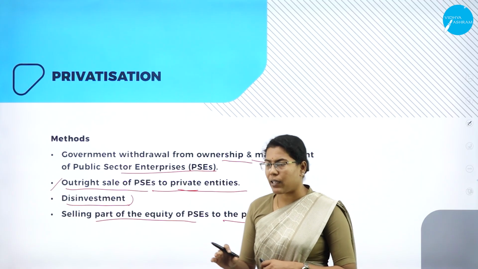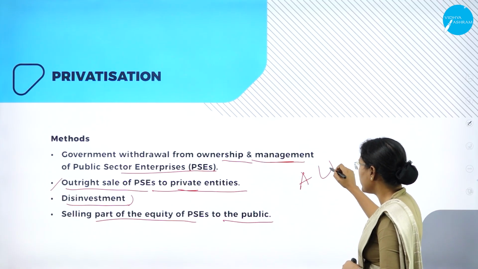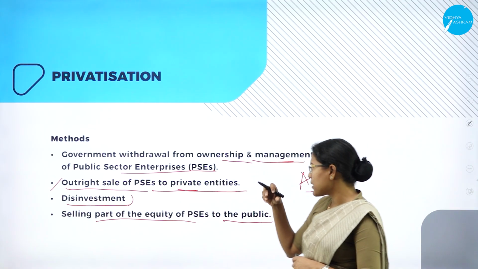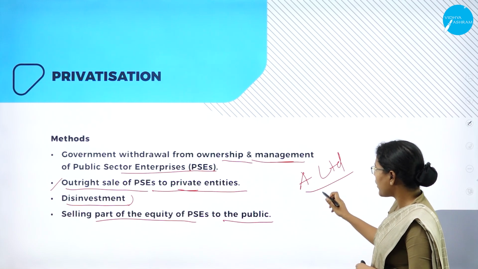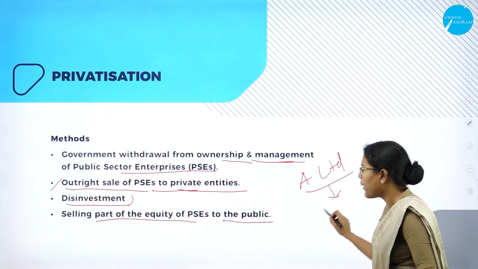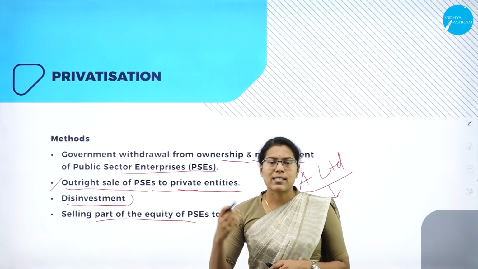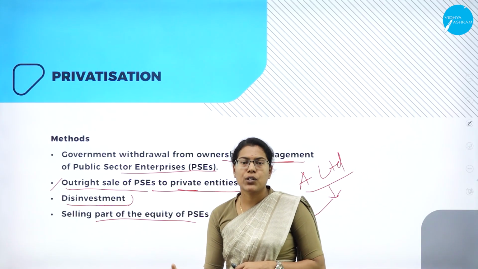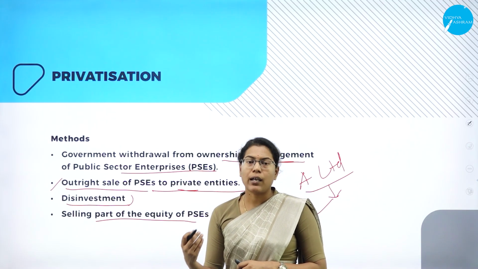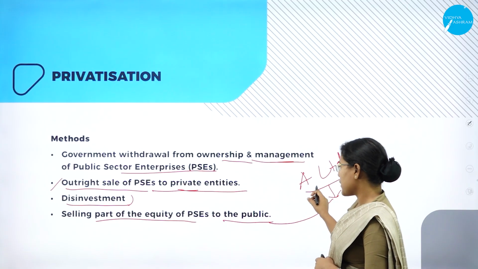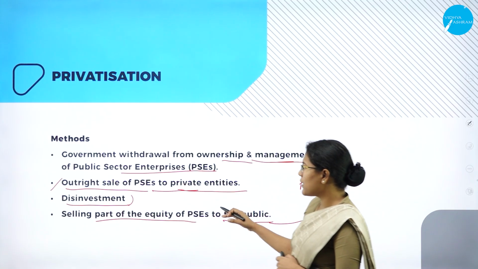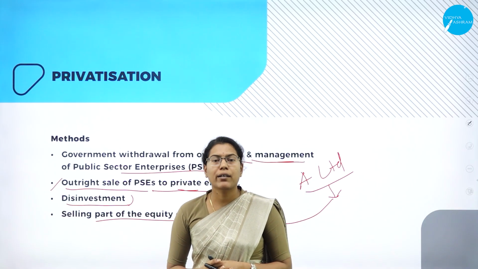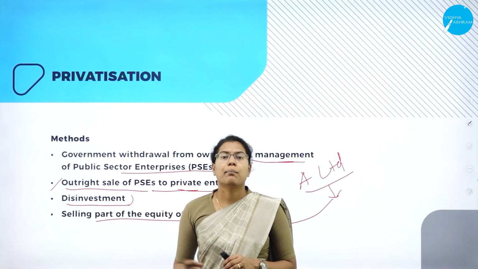Say, for example, if A Limited was a government owned company where all the shares were held by the central or state government, and it allows its shares to be bought by the public, it is selling part of the equity shares to the public. So, encouraging individuals to take up and hold shares in the public sector enterprises. These are the methods in which privatization can be done. Here, India went for privatization through various methods.